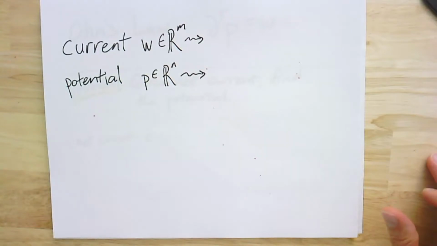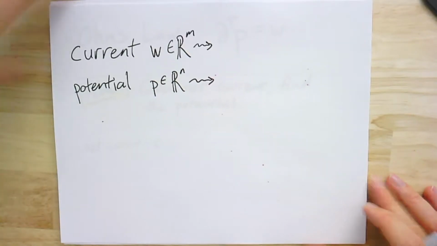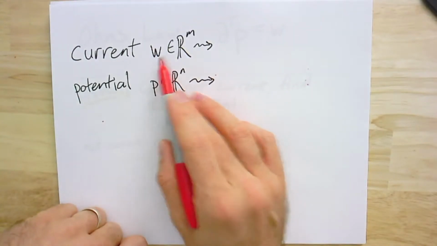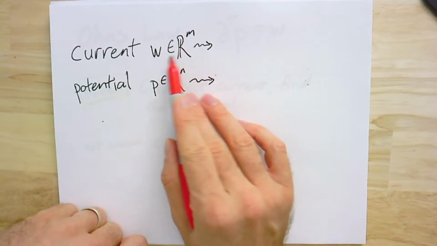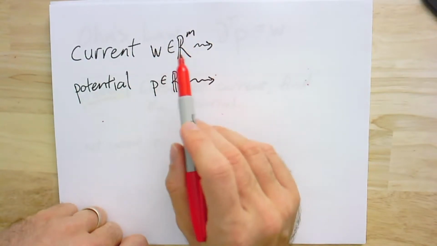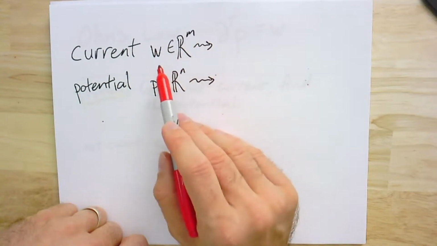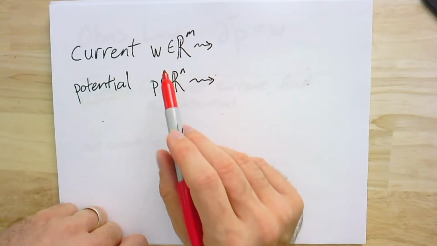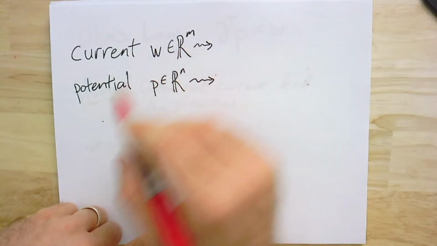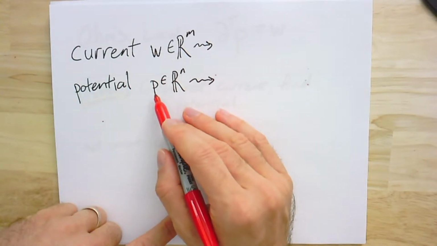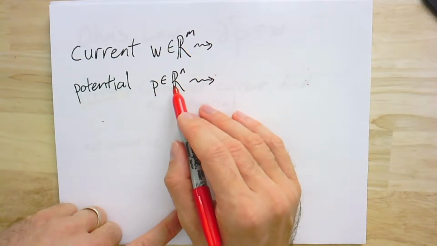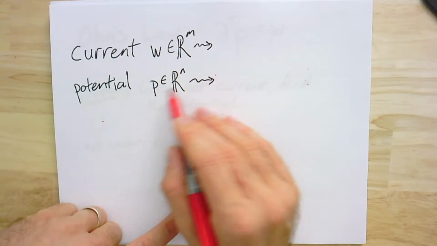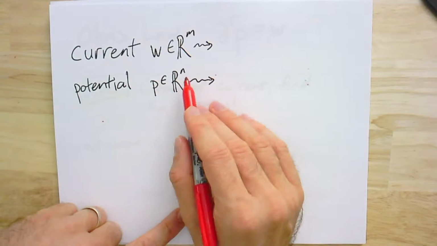All right, so if we have a current, that's going to be a vector in R^m, right? For every edge, there are m edges, I'm going to get a current on that edge. And similarly, a potential, you could think of that as a real number associated with every vertex. So that's going to be a vector in R^n.